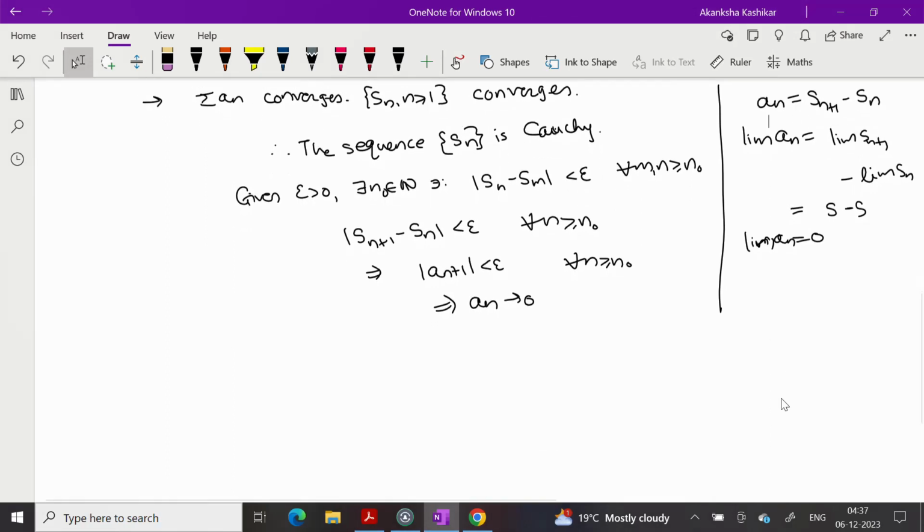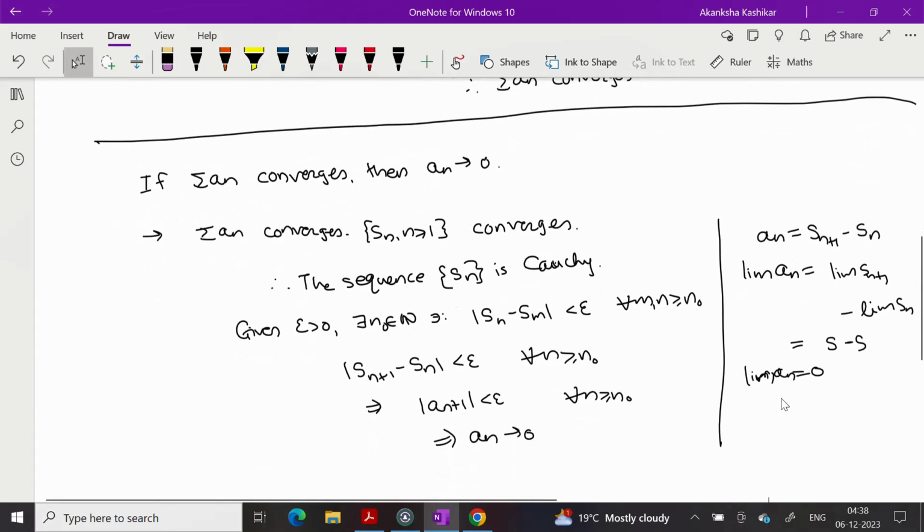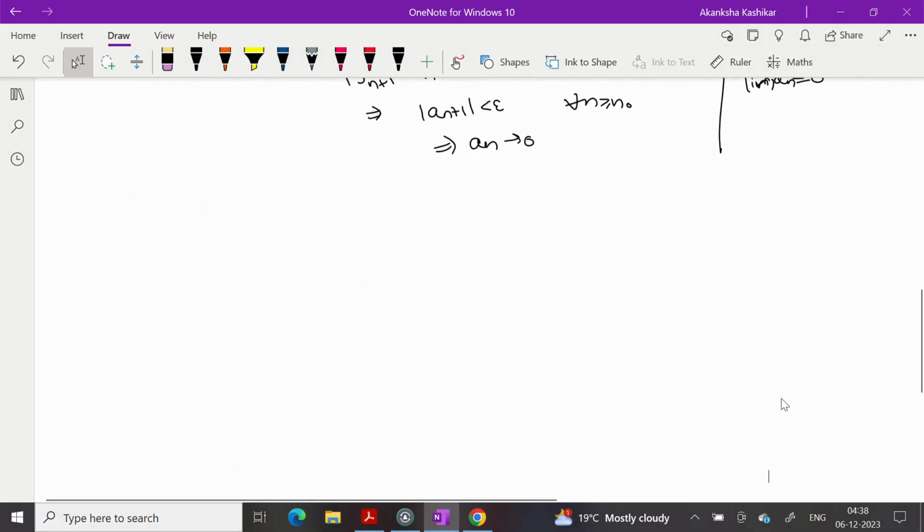However, remember that the converse of this result is not true. In the earlier lecture, we have seen that the harmonic series is divergent. The harmonic series is summation 1 by n. It's a divergent series. But we all know that 1 by n goes to 0. Okay. Hence, the converse of this result is not true. That is, if an goes to 0, that does not necessarily mean that the corresponding series summation an converges. Okay.